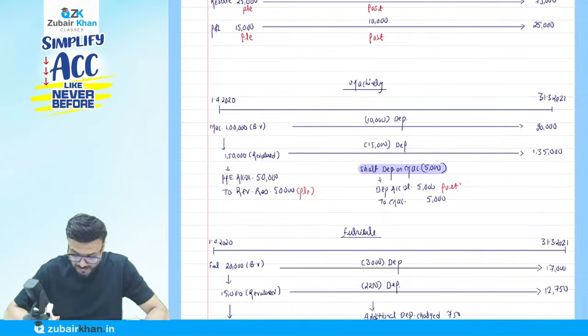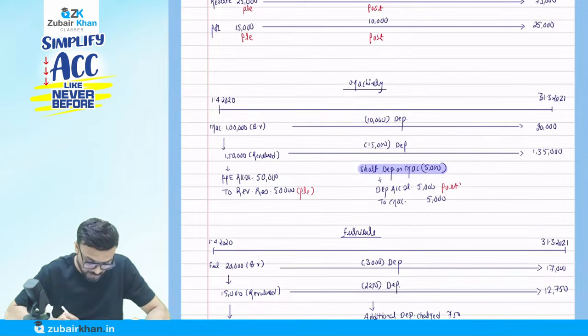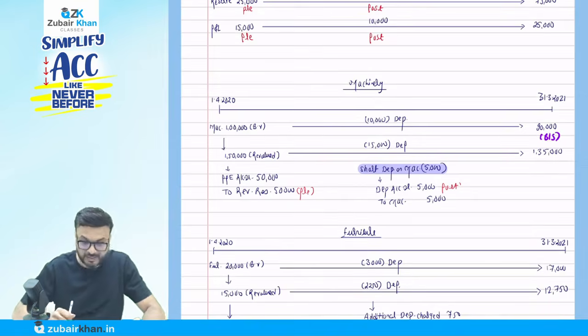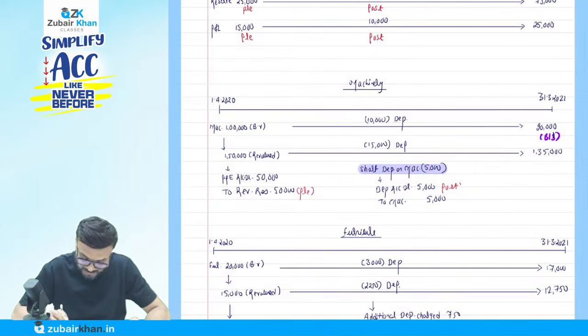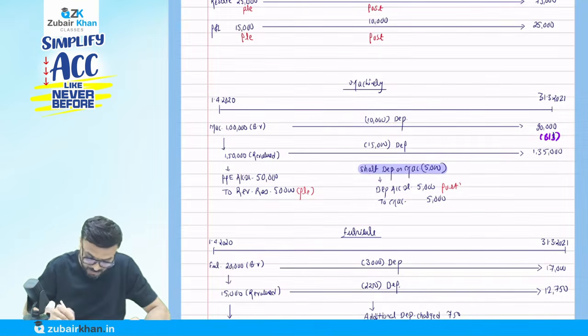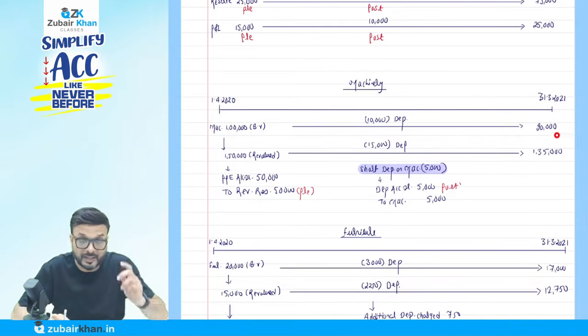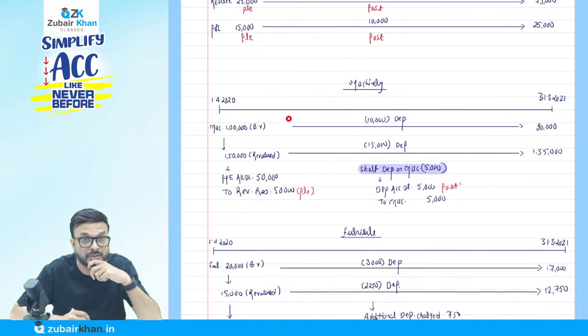I say that this figure is given in the balance sheet. Do you agree? Yes. This figure they have given in the balance sheet. Now I say this is 90,000. Okay, this is 90,000. Now the book value at the starting of the year, how much was it? 1 lakh. So the book value at the starting of the year is 1 lakh.